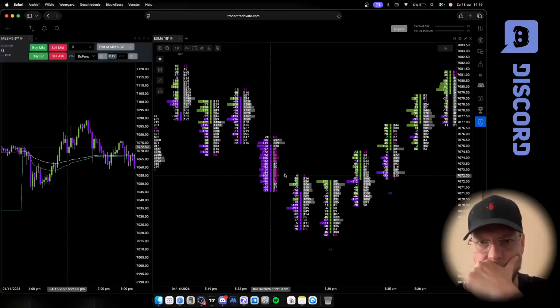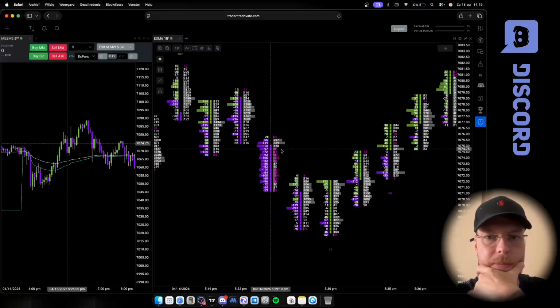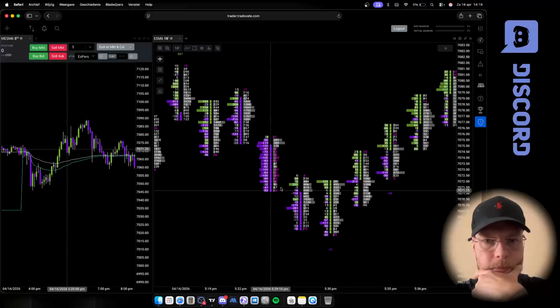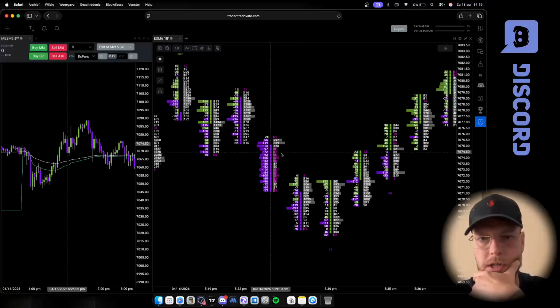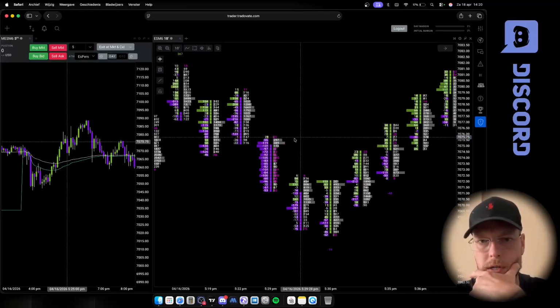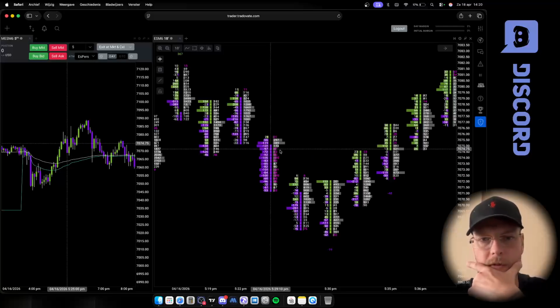Very negative delta with a lot of negative, with a lot of imbalance. It's all unfinished auction. We have 97 contracts traded, and 97 were negative delta.